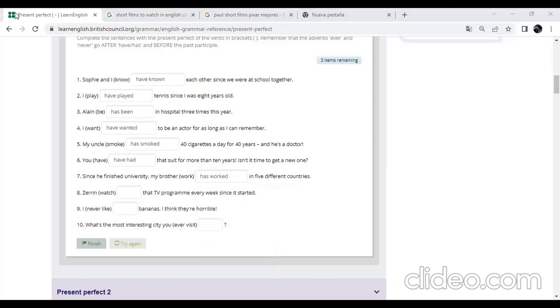Number 8. Sarah has watched the TV program every week since it started. Así que sería algo así como que Sarah ha visto ese programa de televisión todas las semanas desde que comenzó. Muy bien. Number 9.